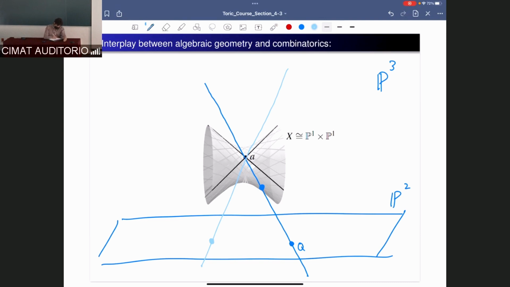Because this is a P1 cross P1, so it has this line over here. I mean, in the presentation that I'm giving, one can see the actual lines over there. And all of these guys go to the same point. So I am in trouble over there.